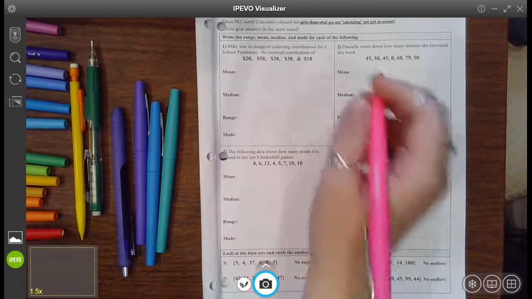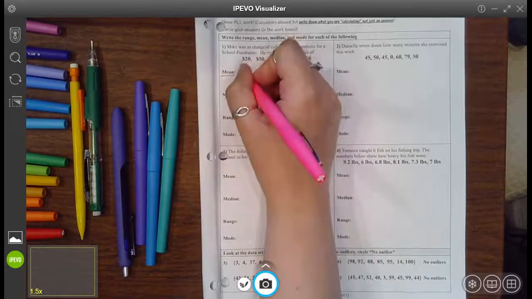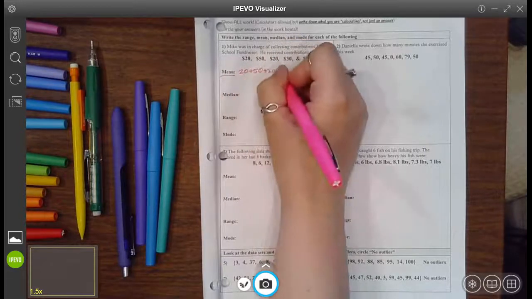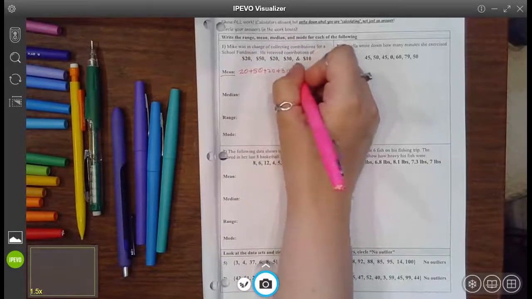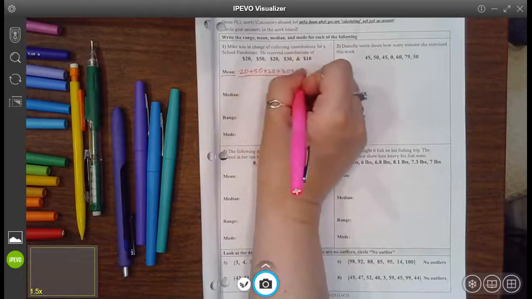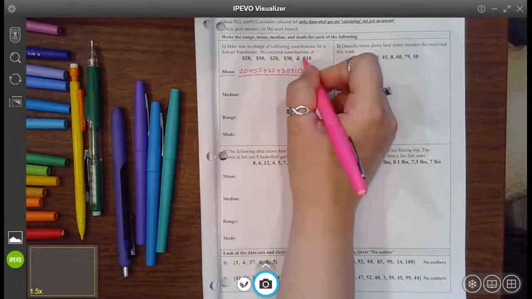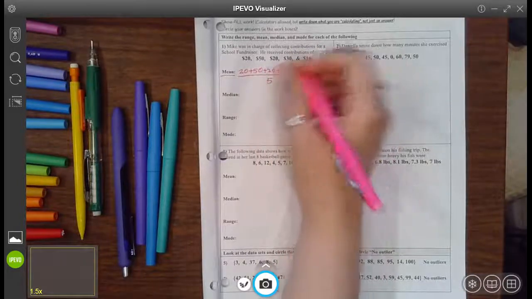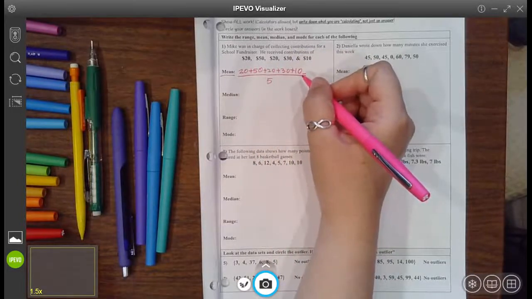Now you try. For the mean, you added them all together, 20 plus 50 plus 20 plus 30 plus 10, and divided by how many there were. 1, 2, 3, 4, 5. Double check that you got all of them. Okay, type that in. So hit pause, type it in.